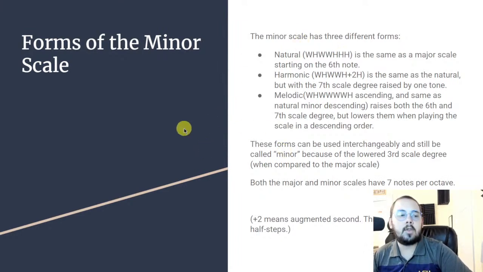The natural minor scale is essentially the same as a major scale, but you're starting on the 6th note of that major scale. When comparing it to a major scale, the 3rd, 6th, and 7th notes are all lowered by 1 note on the keyboard. So again, here's a major scale. And here's the natural minor scale. Pay attention to the 3rd, 6th, and 7th notes.